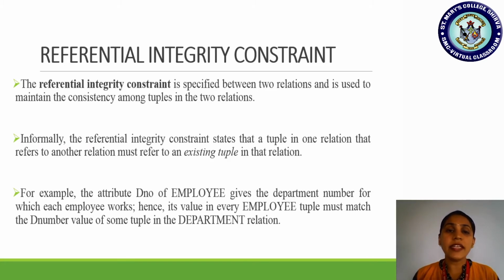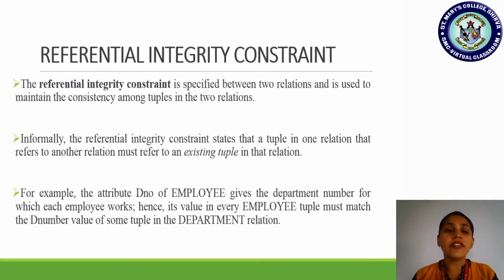For example, if I say employee 101 is working in department A1, it means what? A1 is a primary key of which relation? Department relation. So A1 should exist. If it exists only, we can refer that A1, the department number, in employee. Are you all understanding? So this is what you mean by referential integrity constraint.